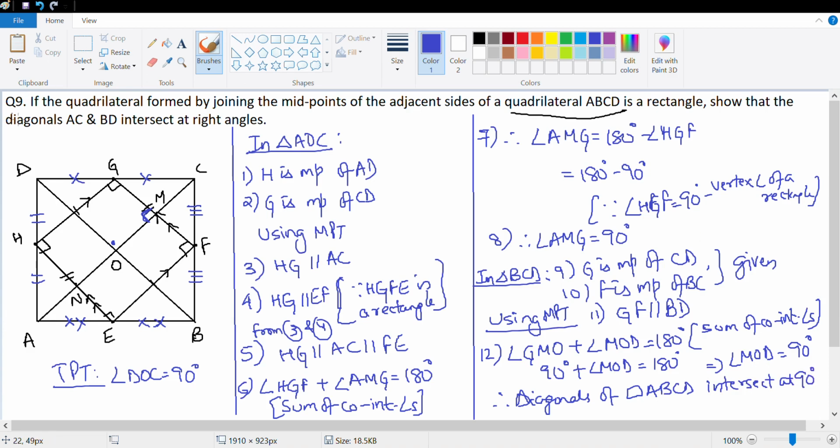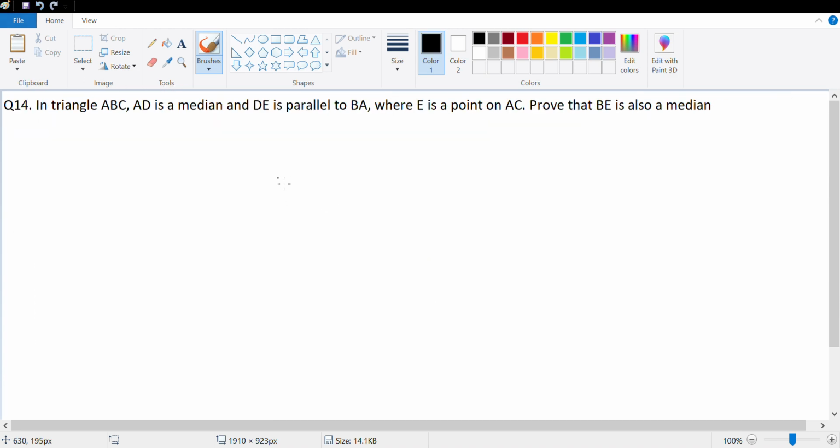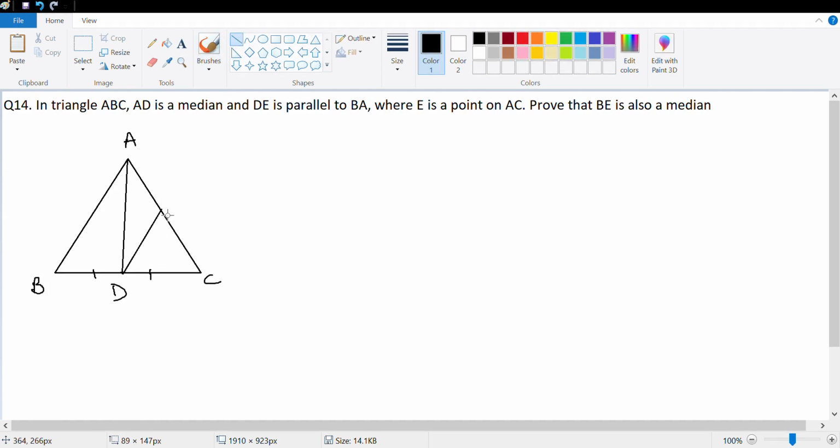Done. Let's look at the last homework question, which was question number 14. Question 14 says in triangle ABC, AD is median and DE is parallel to BA. So let's draw a rough diagram. ABC, AD is the median, which means it's dividing BC into two equal parts. So this is AD. DE is parallel to BA, where E is a point on AC.